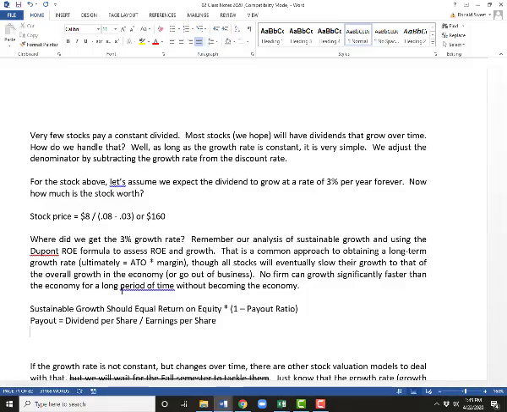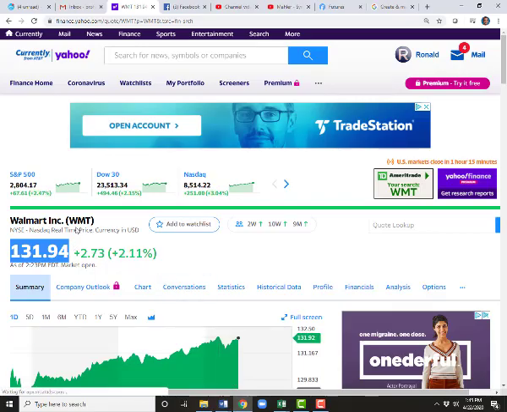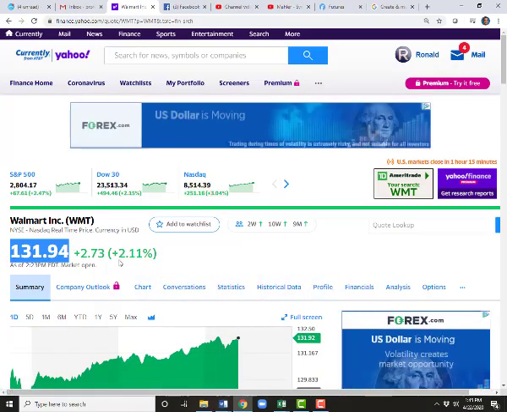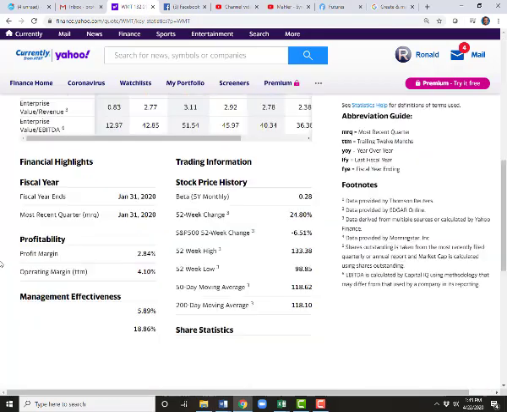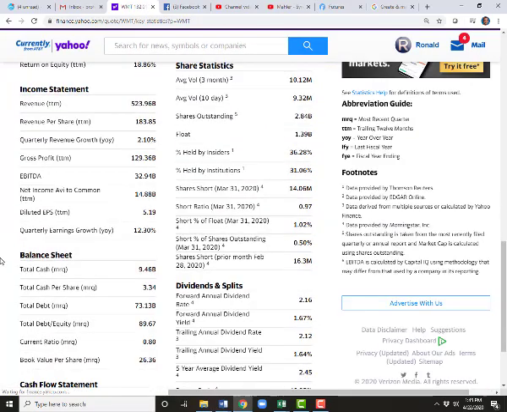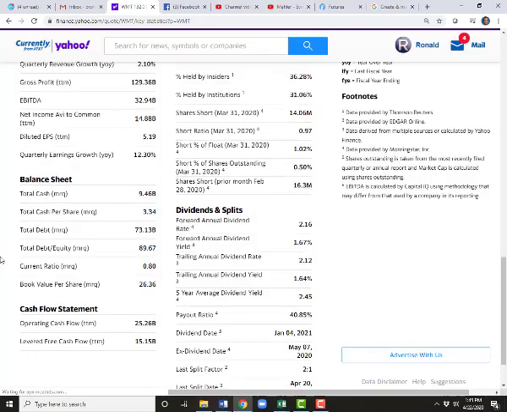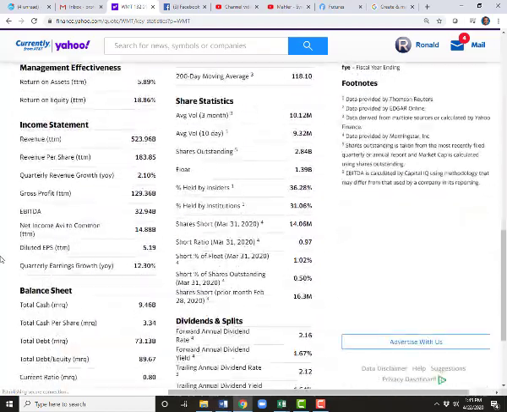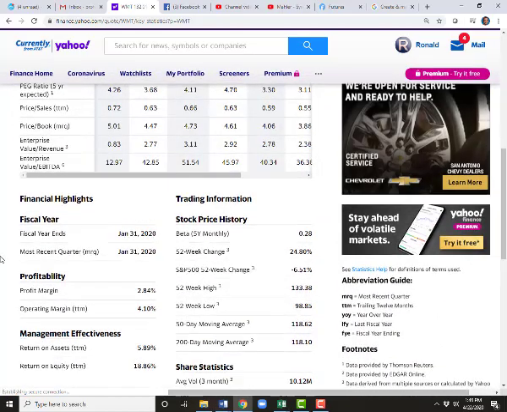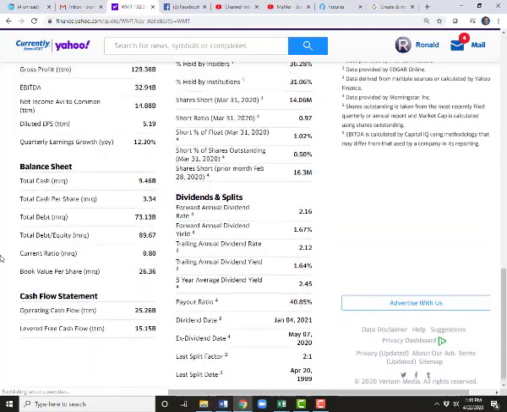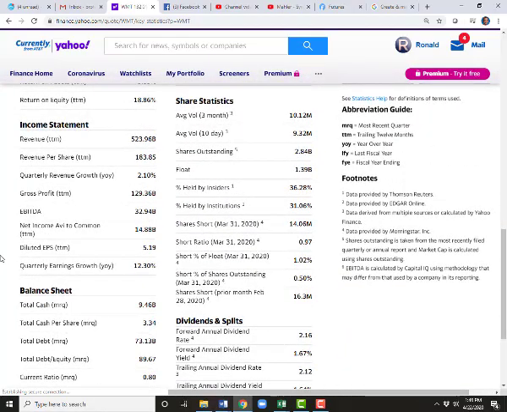Now, what if we did this for Walmart? We're not going to like the answers if we do it for Walmart. Walmart's ROE, hopefully you remember ROE from your paper 1. So if I look on statistics for Walmart and I look at return on equity, let's see, I always forget where they put it.